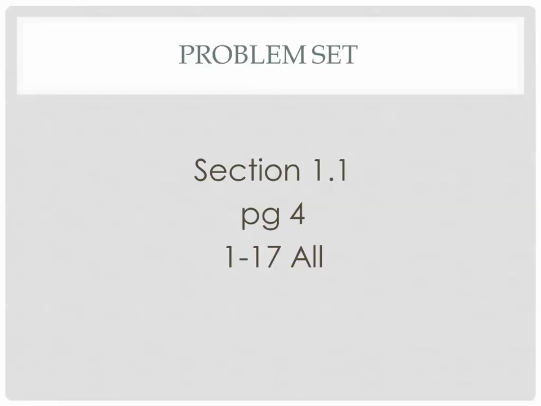Here's the problem set for section 1.1. It begins on page 4, and in the physics textbook, the problems are scattered throughout the section. I need you to do 1 through 17 all and submit them for evidence that you understood the content in this lecture. As always, you may ask me any questions that you want. If something doesn't make sense, please ask so that I can talk to you more about it and we can deal with any misunderstandings that might have occurred.